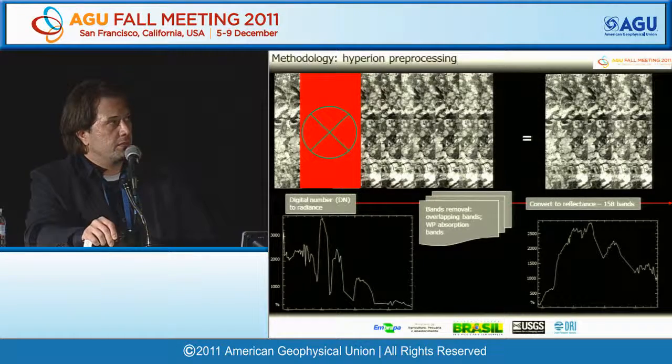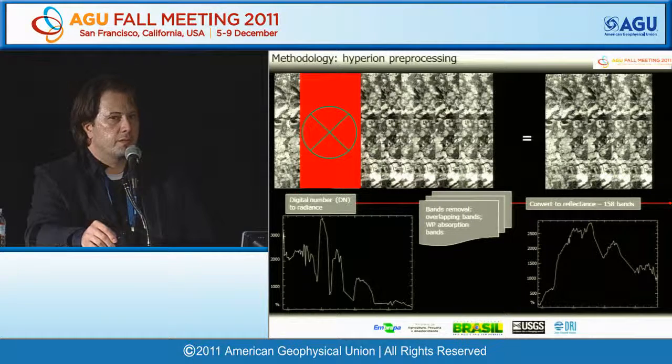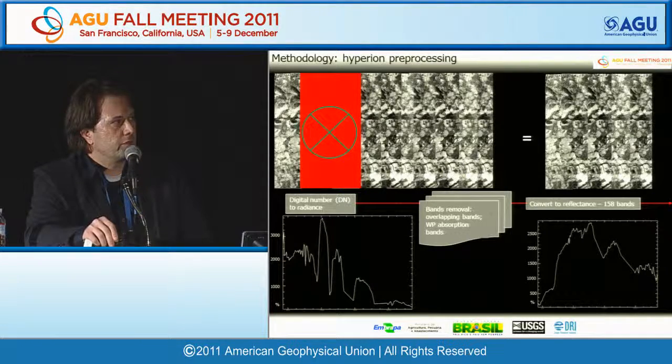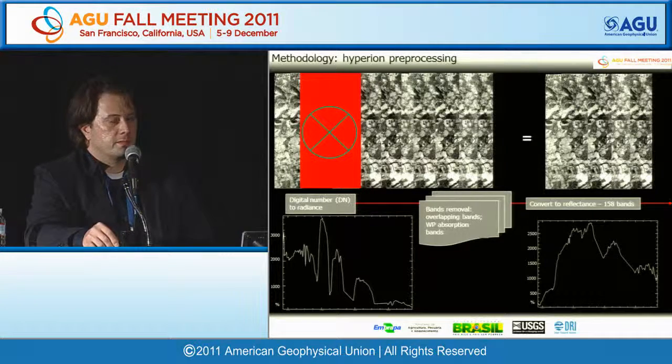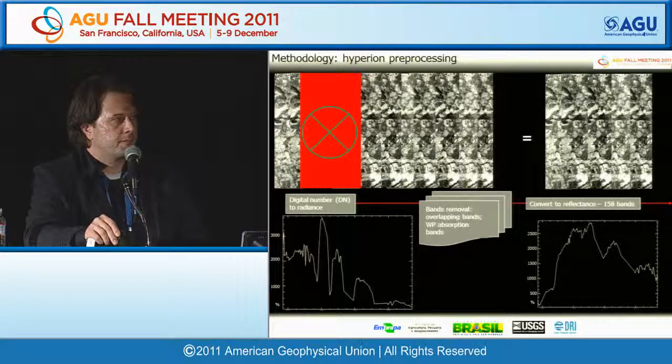In the pre-processing stage, we remove what we used to call bad bands, water vapor absorption bands, and the overlapping bands, which is a general problem of Hyperion, and convert radiance data to reflectance. Why reflectance? Reflectance is a straight comparative measure with other spectral libraries available, for instance in labs or on the internet. This kind of measure is important for the comparative processing procedures that follow.